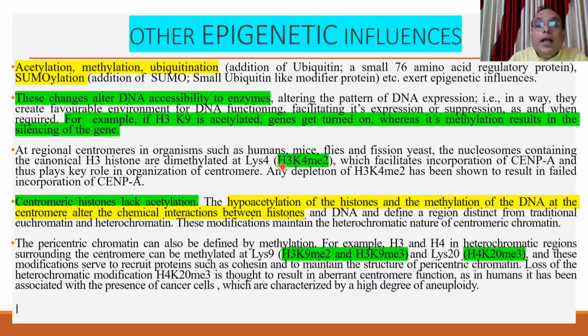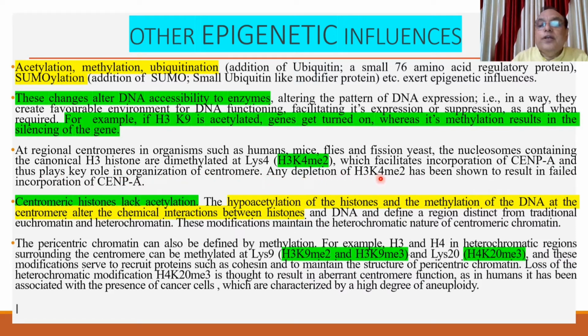H3K4me2 is canonical histone 3, methylated at lysine 4, dimethylated. Two methyl groups attached at lysine 4 of H3. It is acting as an epigenetic factor for entry of another epigenetic factor, that is CENP-A. So it is creating a favorable environment for incorporation of CENP-A to the stretch of DNA which will have to act as the centromere. So it plays a key role in organization of the centromere.